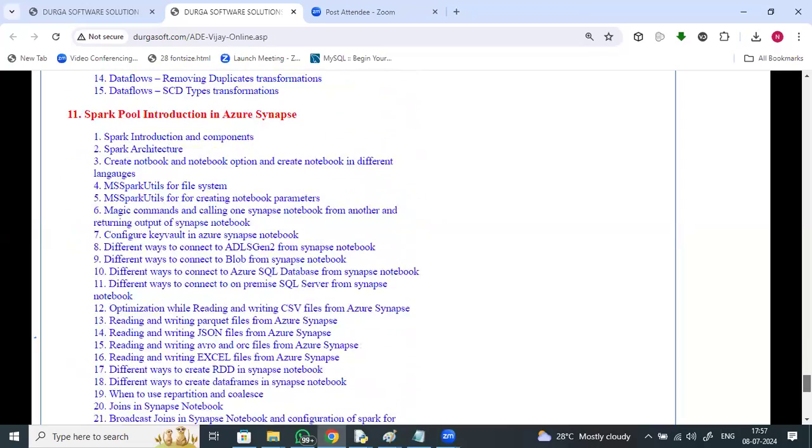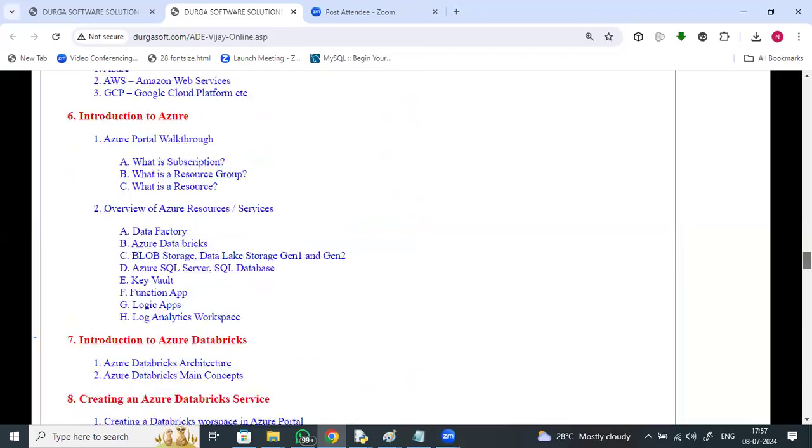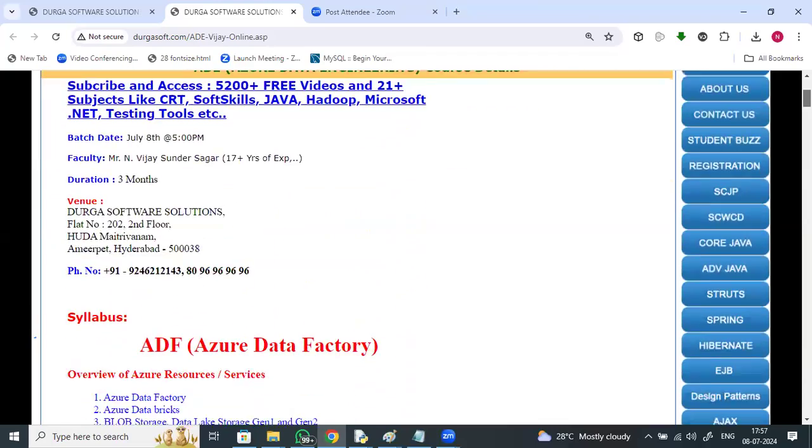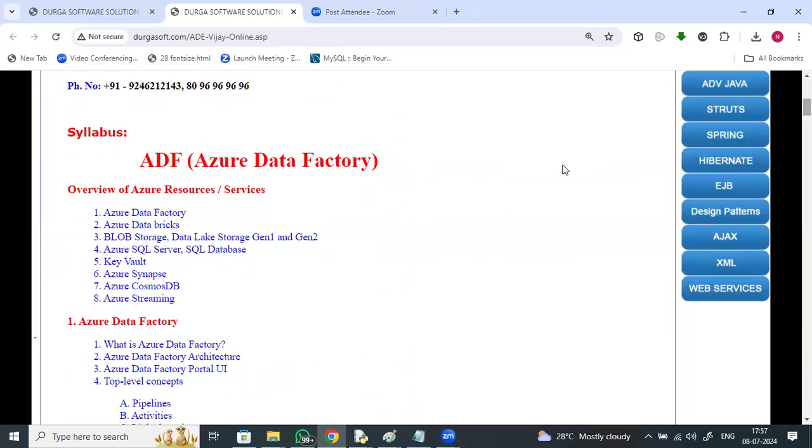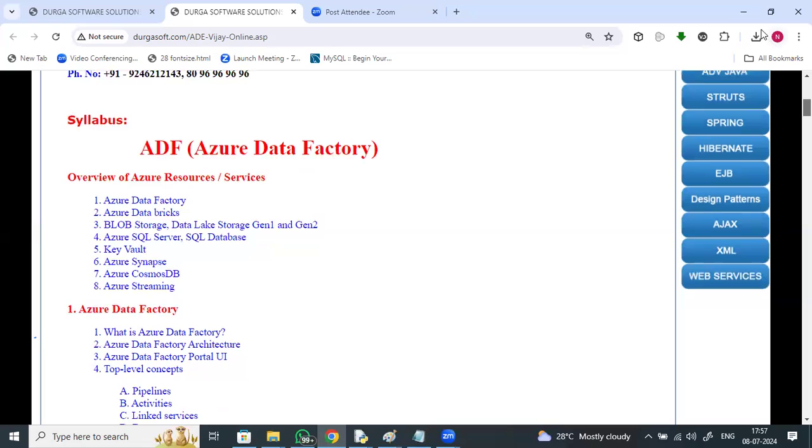So this is what is going to be discussed as part of this Azure data engineering. People who want only ADF can go with only ADF. If you want all of it, there is ADF, ADB, ADB with PySpark, and Azure Synapse Analytics.